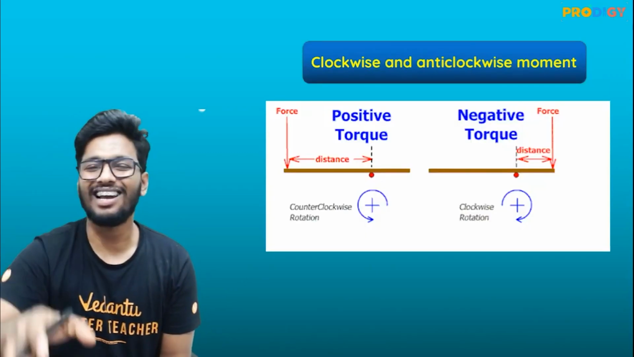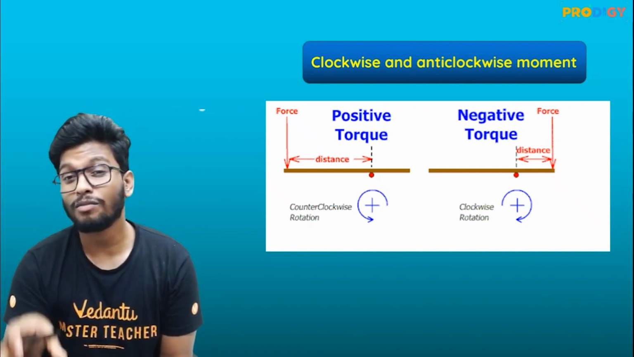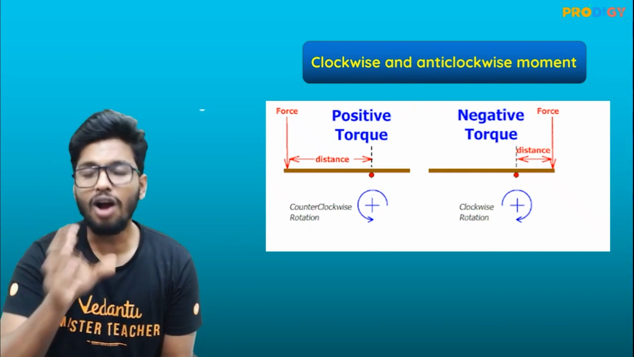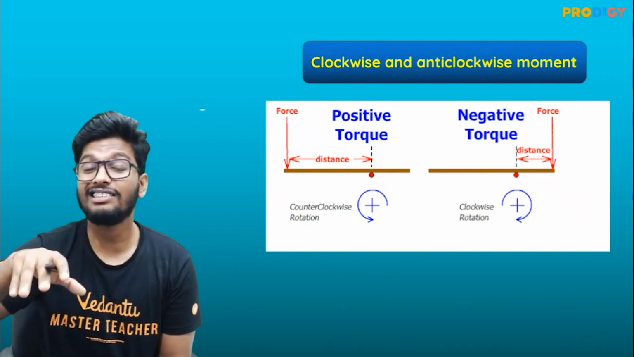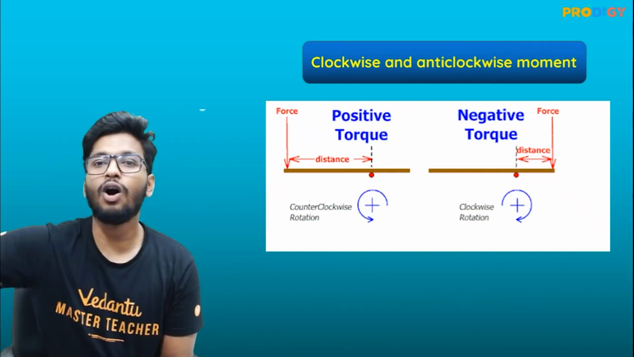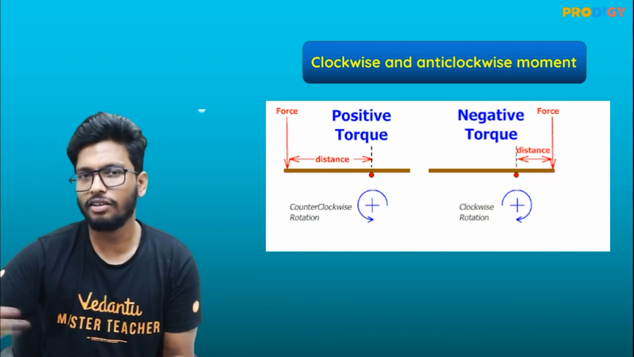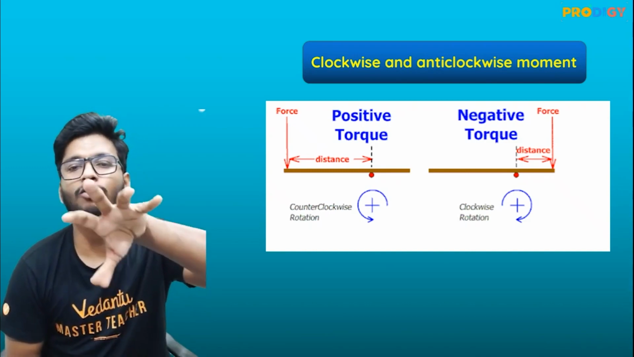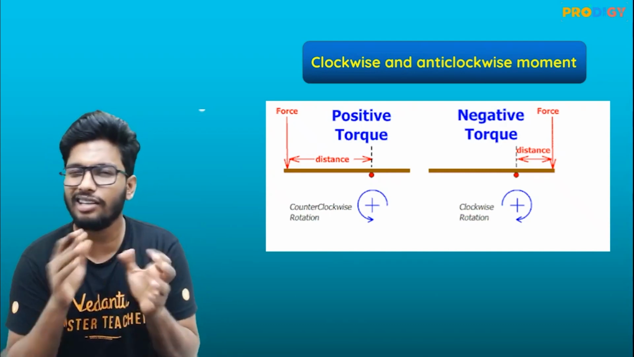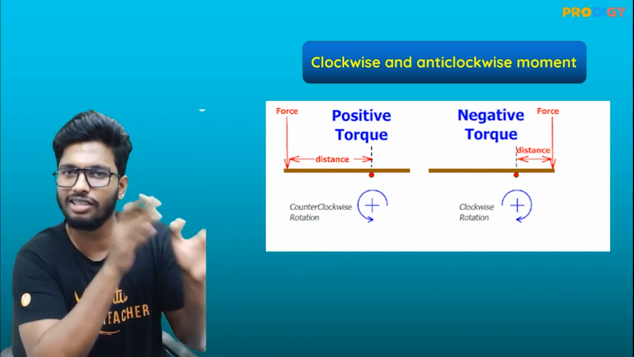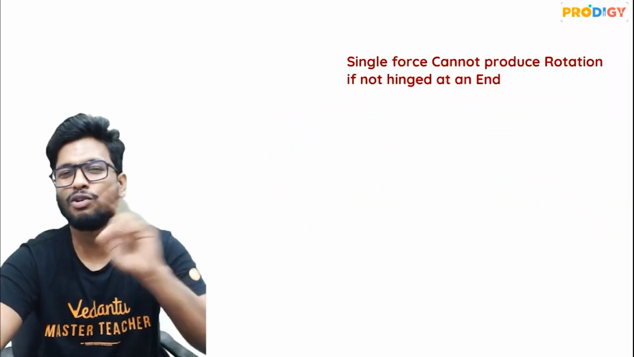All right. Now, guys, one more thing before we get into couple is this. You can produce either clockwise moment or anti-clockwise moment. Clockwise moment is considered to be negative torque. Anti-clockwise moment is considered to be positive torque. This is one more thing you must remember, because when you're solving numericals, sometimes you might have to figure out what type of moment it is. Is it clockwise or anti-clockwise? In that case, you have to consider the sign as well. If it's negative, then it's clearly clockwise moment. If it is positive, then it's anti-clockwise moment. All right.